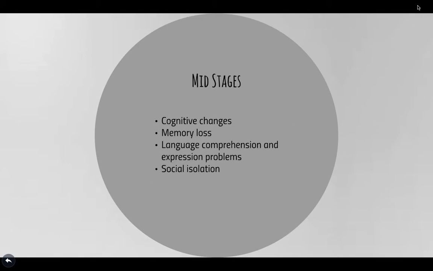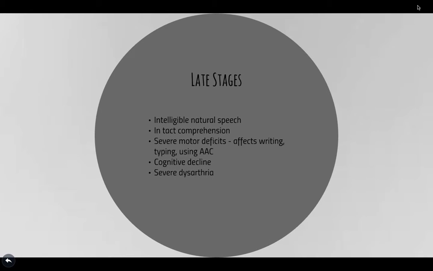For mid stages, they may experience cognitive changes, memory loss, and language comprehension and expression problems. They also may have social isolation. In late stages of the disease, your natural speech may be unintelligible, but you may still have intact comprehension. They'll have severe motor deficits, and that can affect your writing, typing, and if you're using an AAC system, you may experience cognitive decline and have some of those severe dysarthria symptoms.